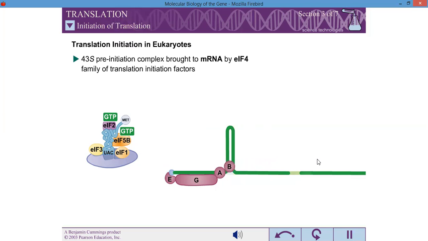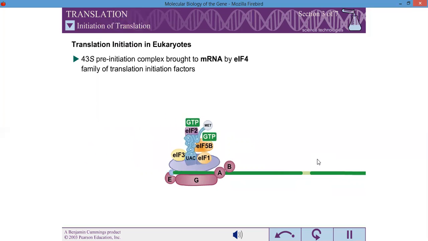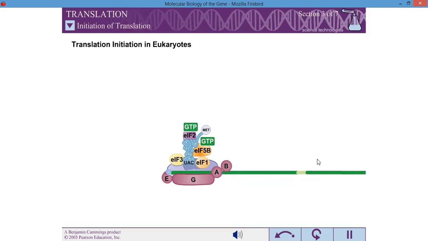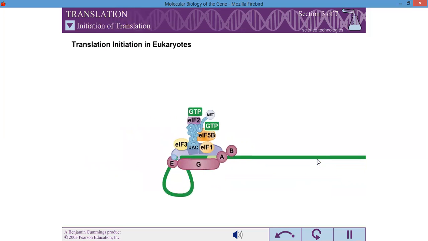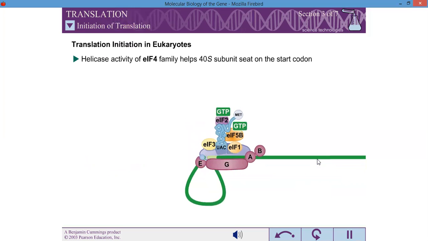Next, EIF4B binds to the EIF4F complex and activates a helicase activity. This unwinds any secondary structure in the mRNA. The 43S pre-initiation complex can now bind to the mRNA through the interaction of EIF3 and EIF4F. Once bound, the 40S subunit scans along the message, aided by the EIF4F helicase activity, until the anticodon of the initiator Met tRNA recognizes the AUG start codon on the mRNA.